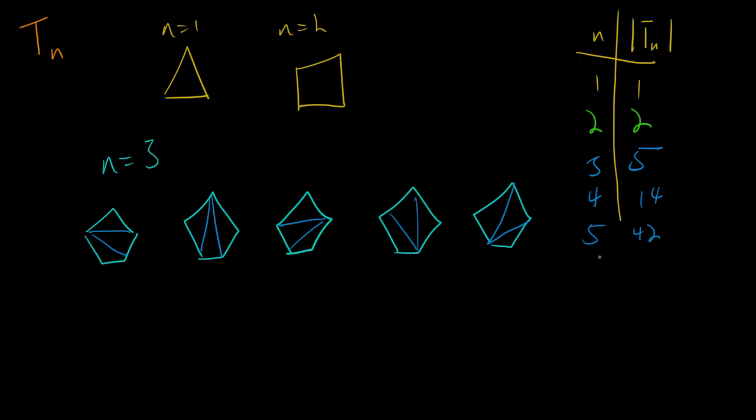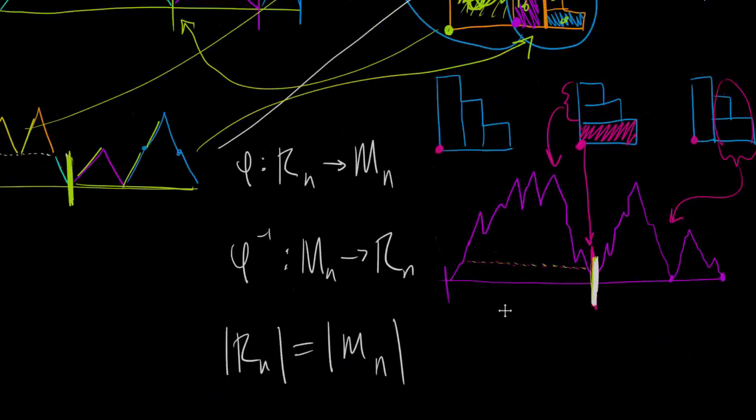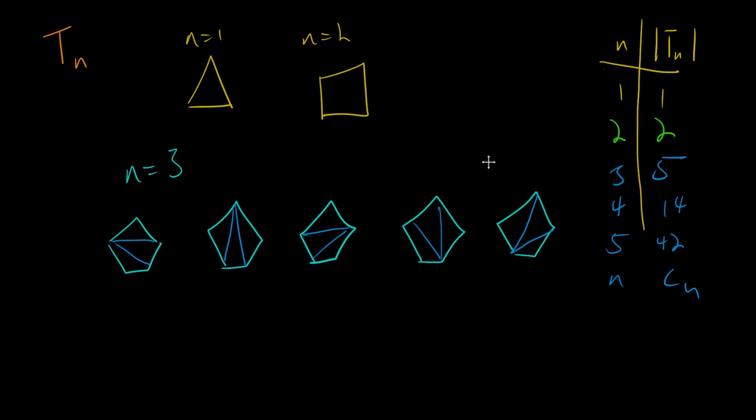If you didn't guess that, then I can't help you. Okay, so this looks like it's the same number as the other stuff. Let's try and find a bijection. A bijection between, what was the last thing we did? A bijection between rectangle tilings. So we want to find phi, a bijection between triangulations and rectangle tilings. That's what we're going to try and find.